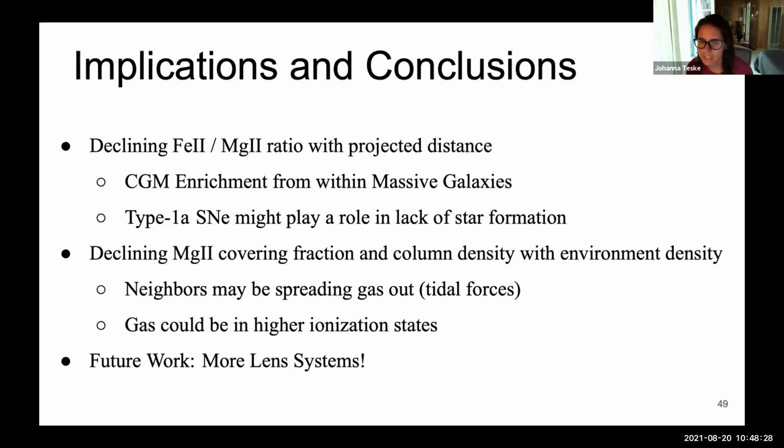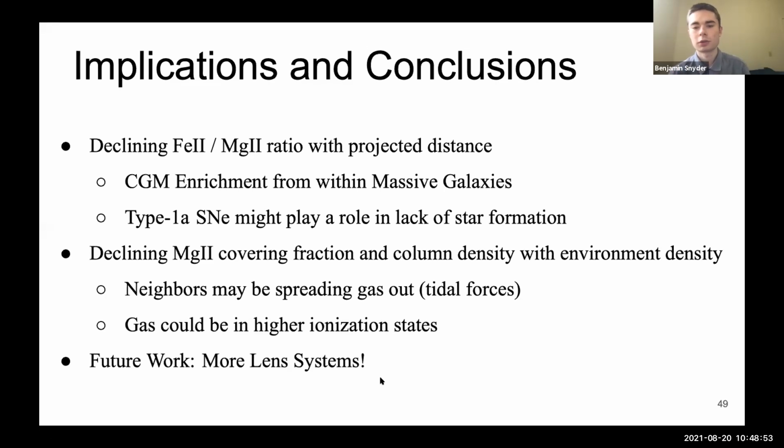Yes. So on this slide, the first point, the declining iron to magnesium 2 ratio, that indicates CGM enrichment from within massive galaxies. I guess I was wondering, what would it look like if that enrichment wasn't coming from the massive galaxies? Like, what different trends might tell you?